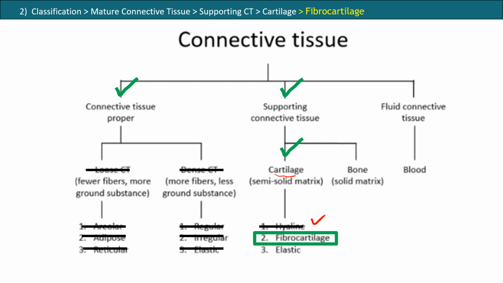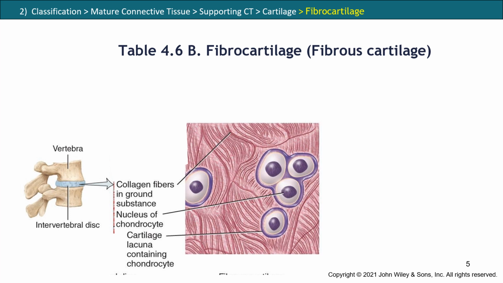And now we're going to move into the second one, that is the fibrocartilage. Just looking at the name, you see that there are two components. You have a cartilage, and this cartilage has fibers. So just from the name, you think this is similar to the hyaline, but has extra fibers. And this is the perfect definition of this type of connective tissue.